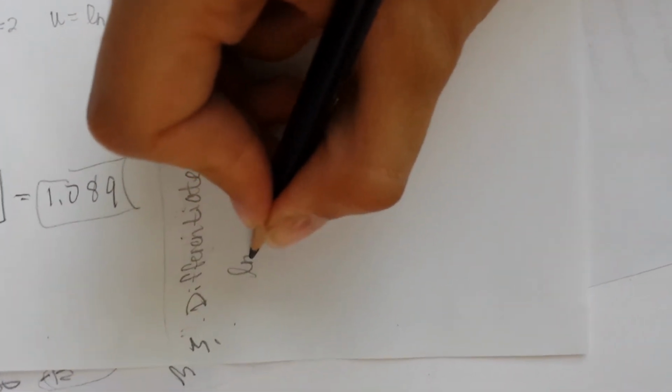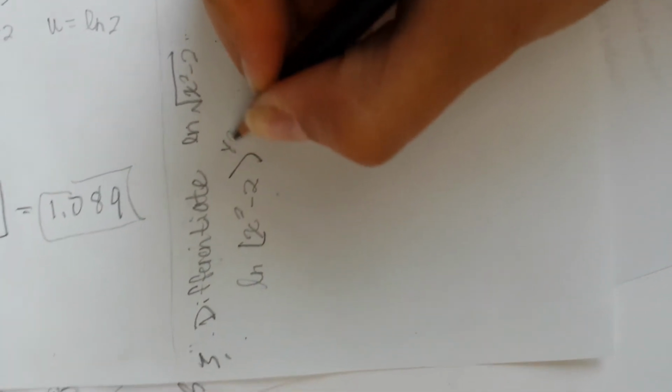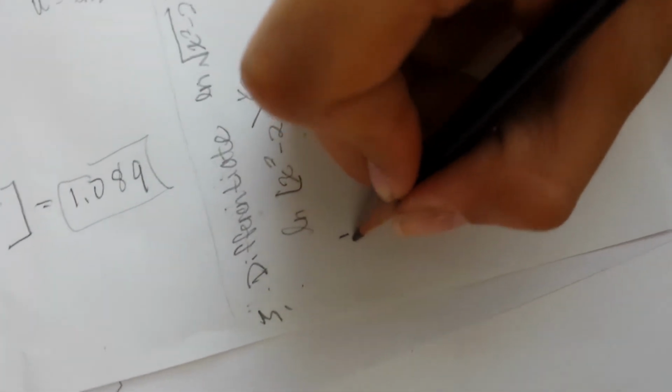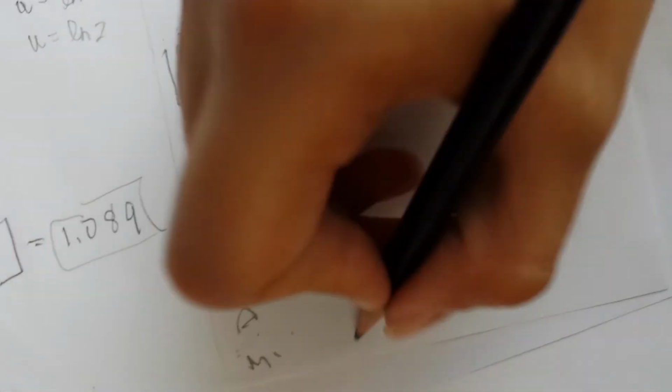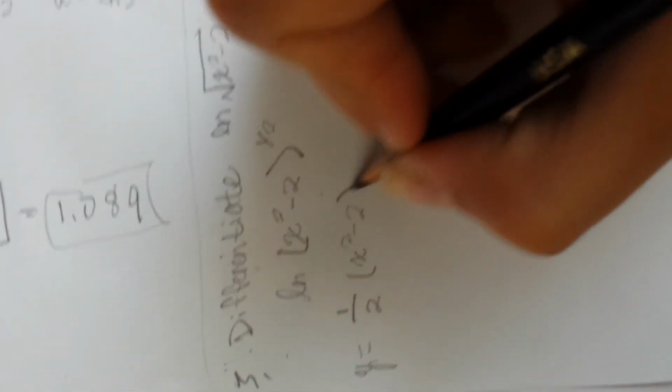Okay, so my problem number 3 is differentiate ln of the square root of x squared minus 2. Okay, so what I'm going to do is rewrite this as ln of (x squared minus 2) raised to the 1/2. So you can bring this 1/2 down when you're natural logging. So you have 1/2, your y is equal to, and differentiate means take the derivative of. Okay, yeah. So 1/2 of x squared minus 2.